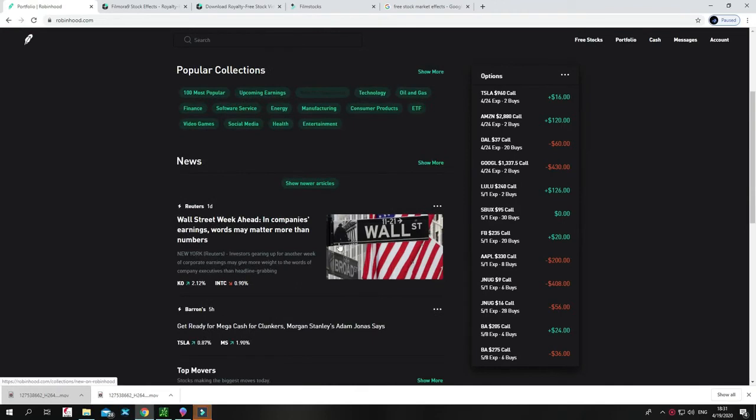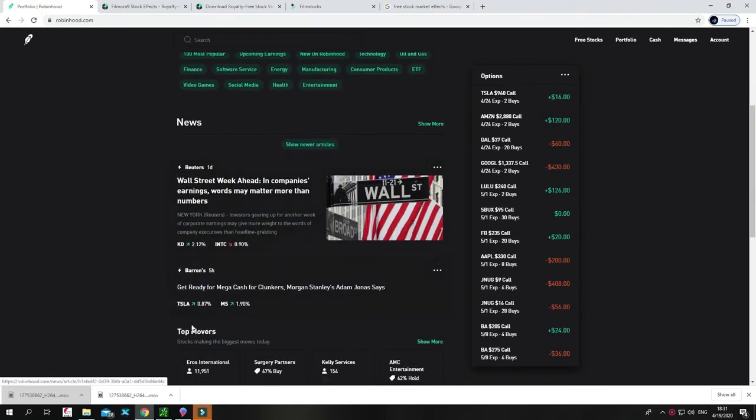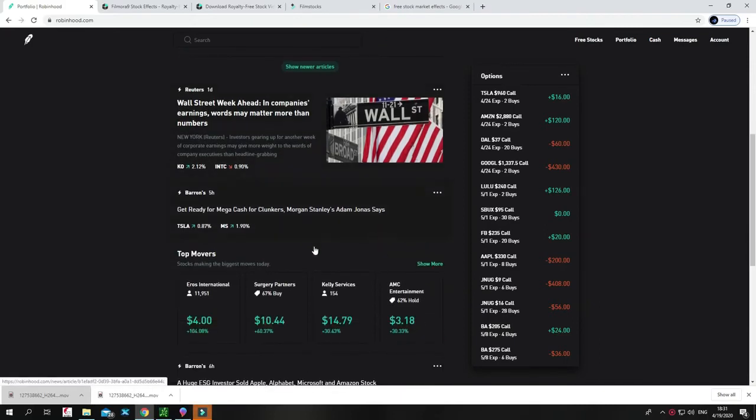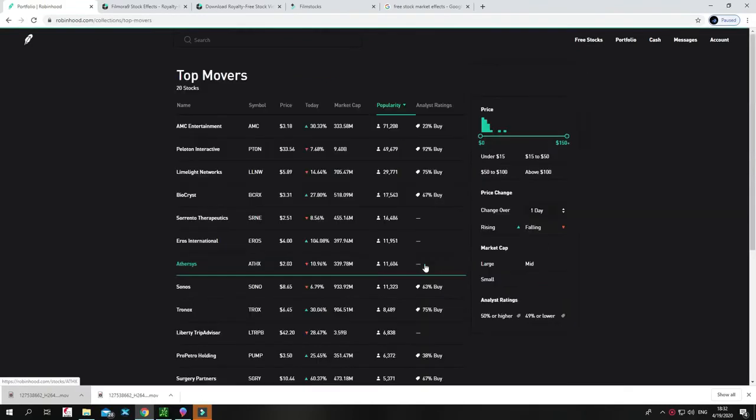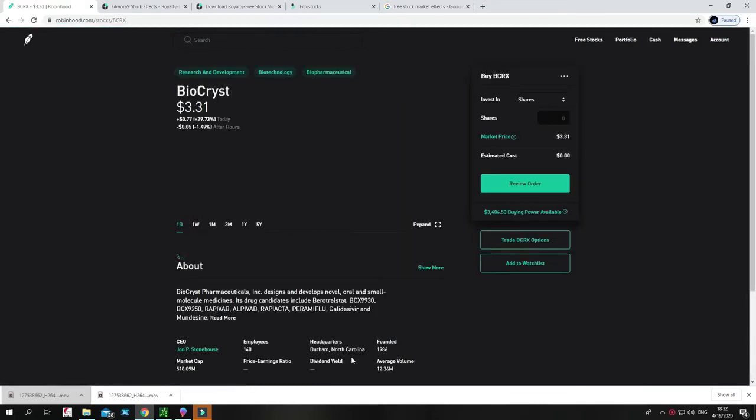Now here's where you can do a lot of the research, what news is coming up. Like for instance, Tesla, get ready for mega cash for clunkers, Morgan Stanley admits. So Robinhood has top movers. You can show more top movers that are moving pre-market or on Sundays due to news or due to earnings or pretty much any announcements that they make. We can click on, for example, BioChrist.